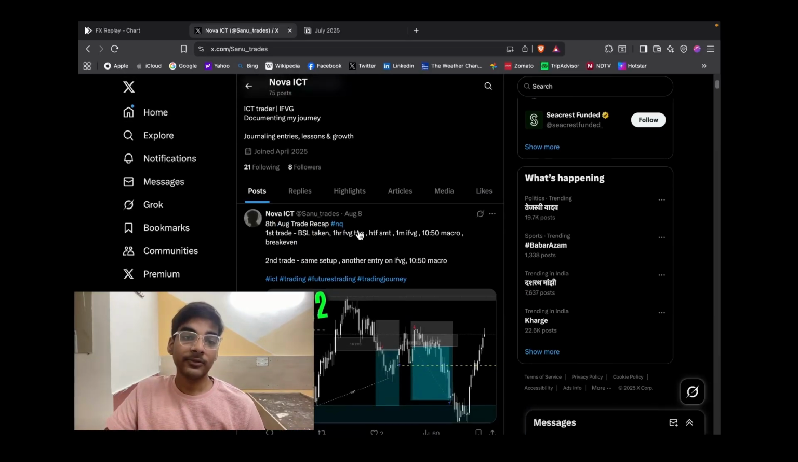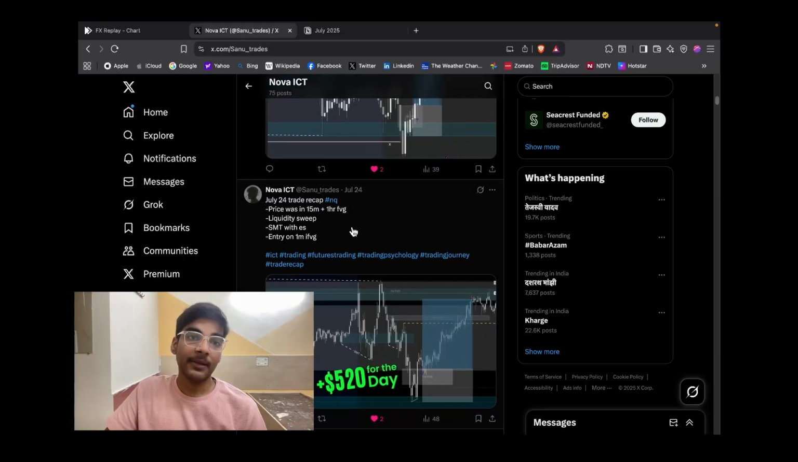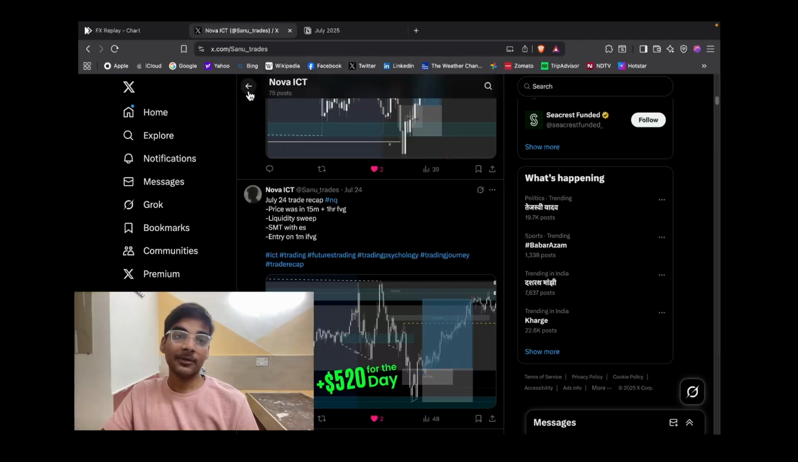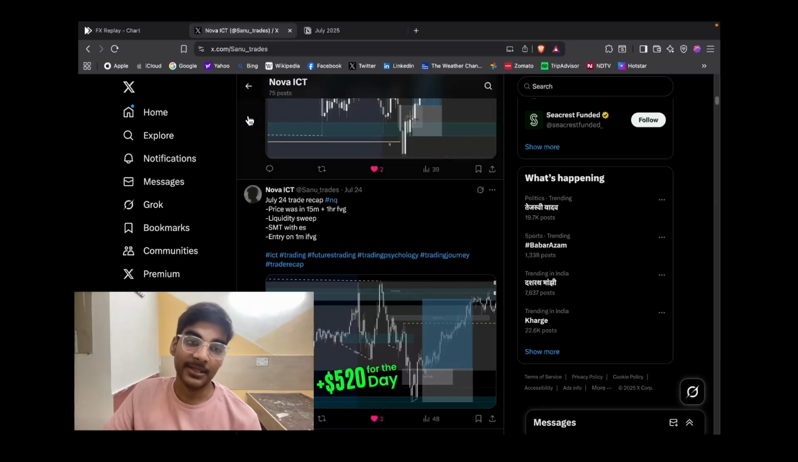I will also give my Twitter profile in the description. You all can go through the trades, and what I advise you all is to backtest this strategy on your own. If you find this profitable, then only trade this on your real or prop firm account. I'm not advising you to trade my strategy. I'm just sharing my strategy.